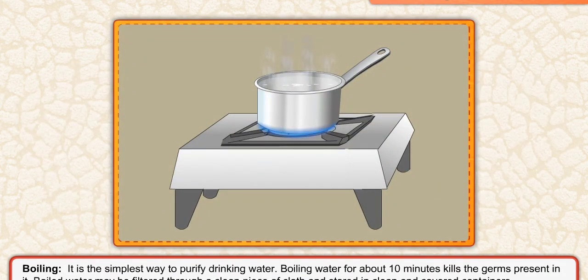Boiling. It is the simplest way to purify drinking water. Boiling water for about 10 minutes kills the germs present in it. Boiled water may be filtered through a clean piece of cloth and stored in clean and covered containers.